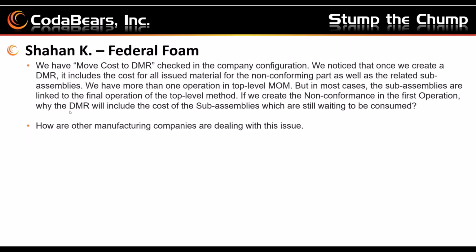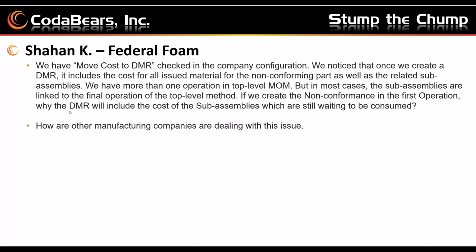Shahan from Federal Phone. We have moved cost to DMR checked in company configuration. We noticed that once we create a DMR, it includes the cost for all the issued material for the non-conforming parts as well as the related subassemblies. They have more than one operation in the top level MOM, but in most cases, the subassemblies are linked to the final operation of the top level method. If they create a nonconformance in the first operation, why will the DMR include the cost of the subassemblies, which are still waiting to be consumed?